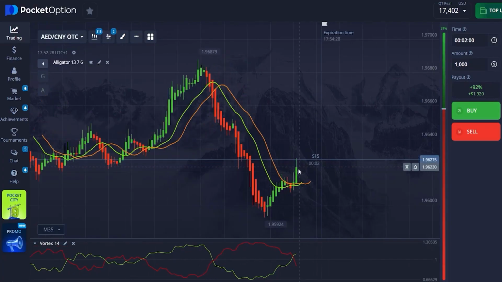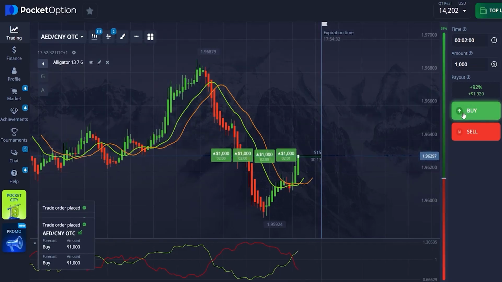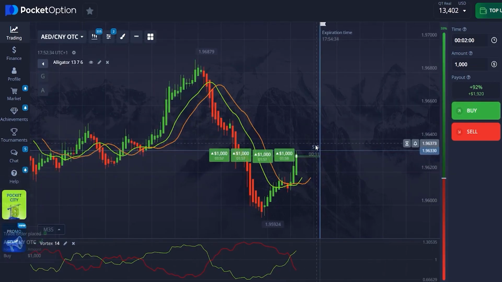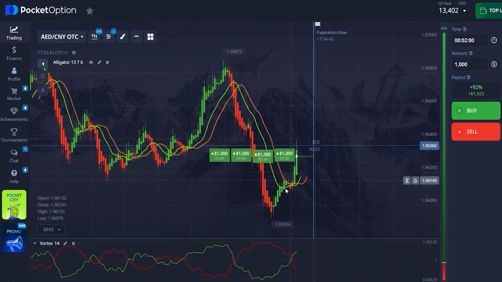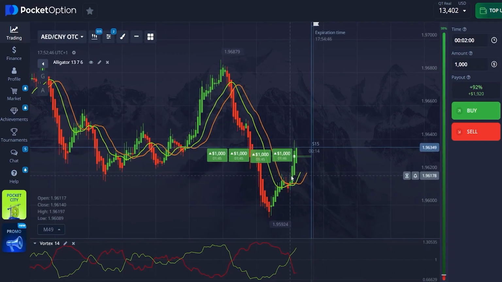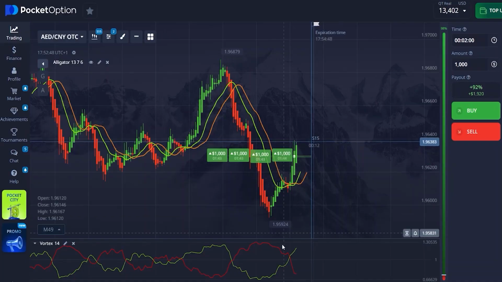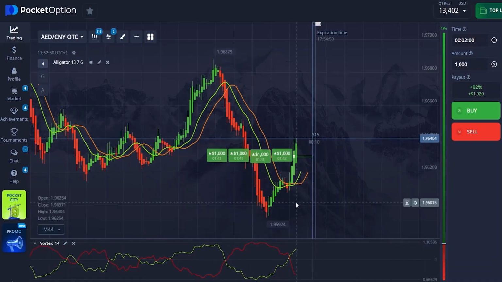So right here I found an opportunity for an upward directional move. The market has actually moved towards a downside direction, and also there has been a reversal of the market towards an upside direction. So I also have a confirmation from my indicators.